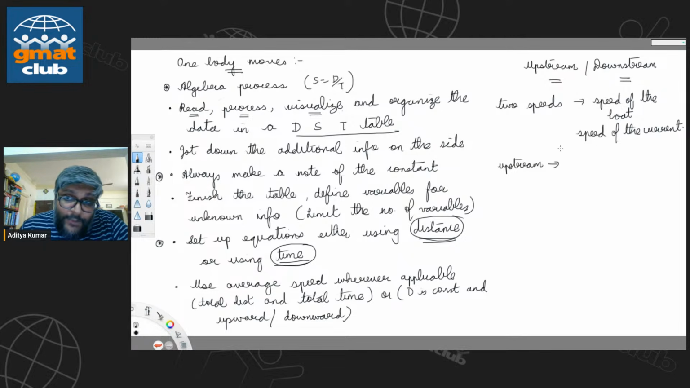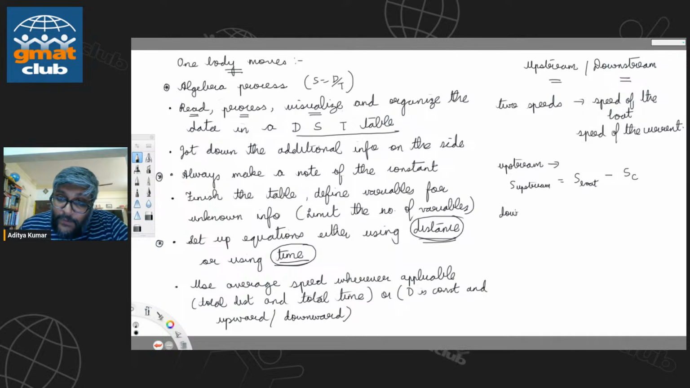So when you go upstream, your overall speed, let me write it as the speed upstream. Your overall speed will obviously be the speed of the boat minus the speed of the current, right? You'll have to subtract that. Why? Because it creates a retardation.